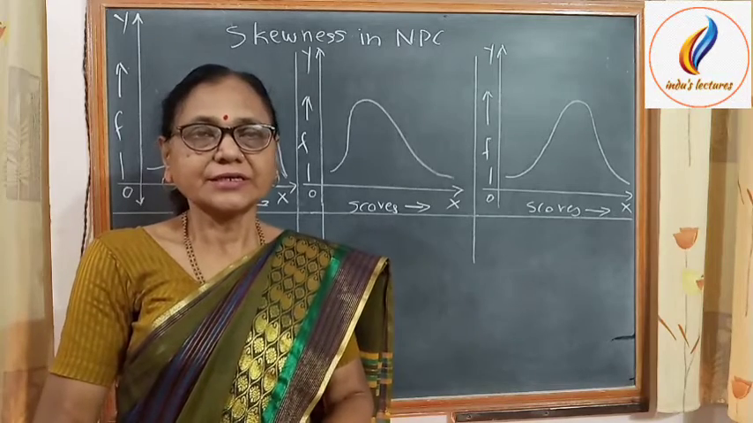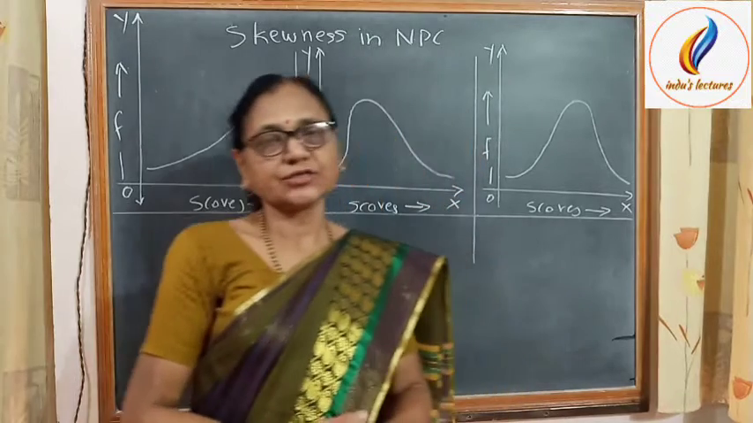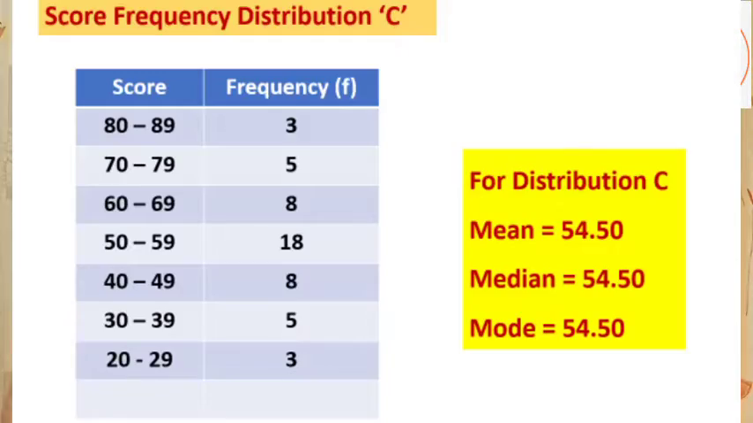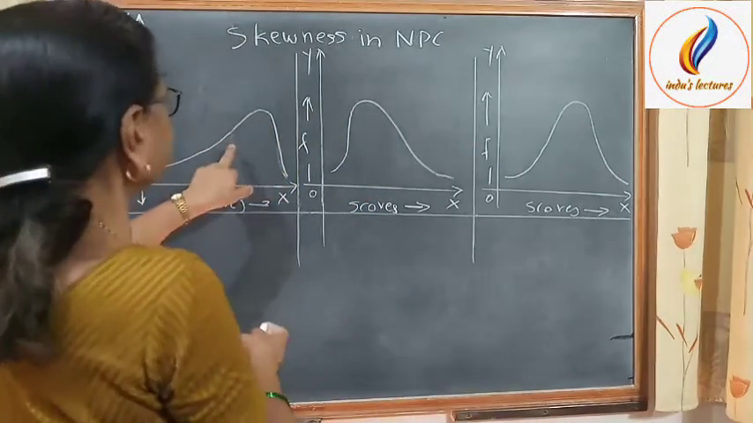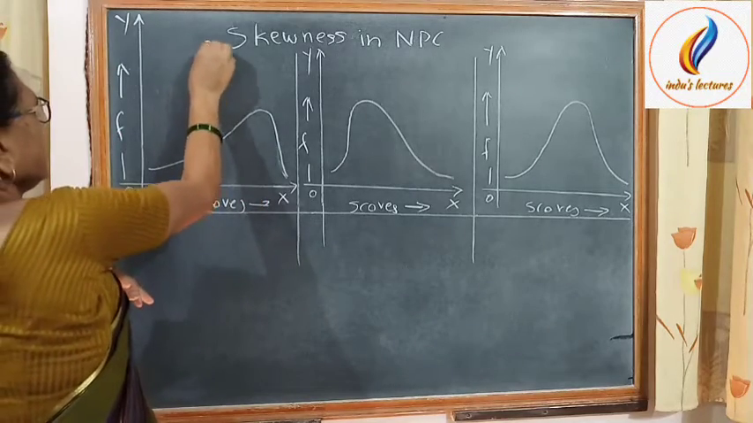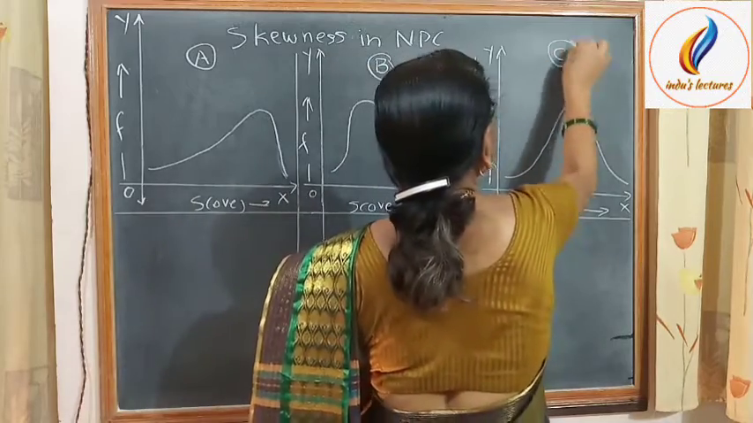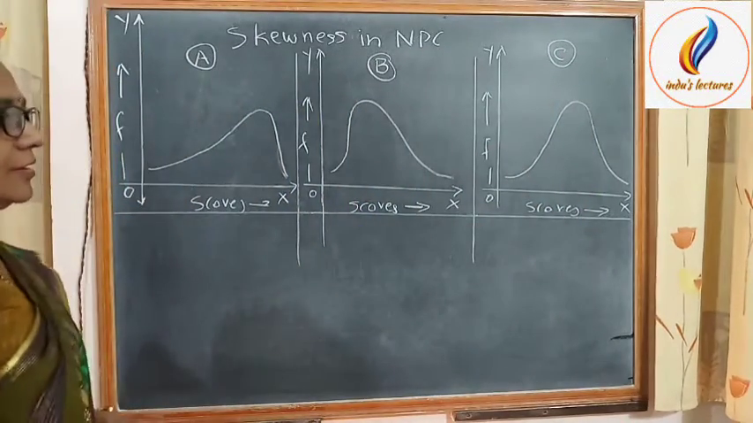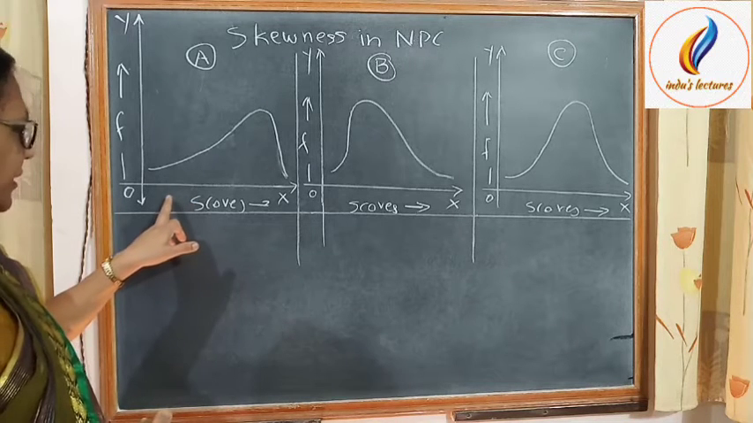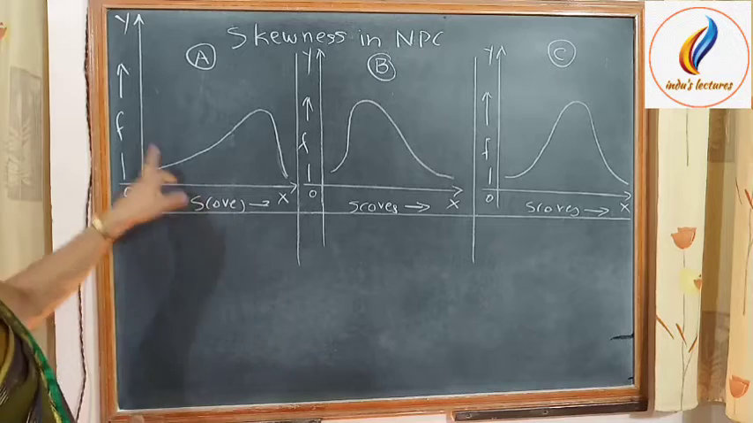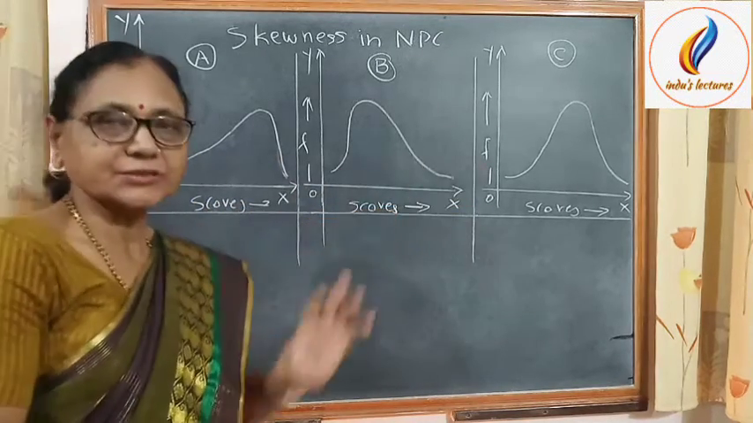Now, if we consider three distributions, say distribution A, distribution B, and distribution C, and plot a graph, the distribution A is represented by this type of curve, this is distribution B, and this is distribution C. If we plot the graph of each distribution, taking scores along the x-axis and frequency along the y-axis, then we will get the graphs as shown in this figure.